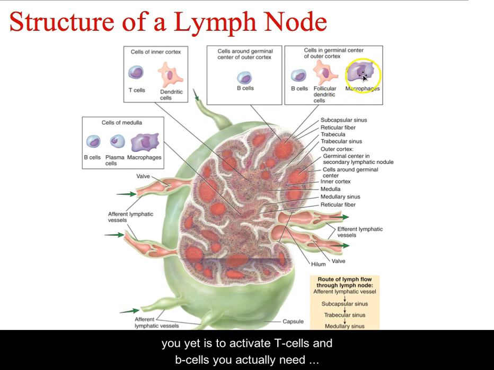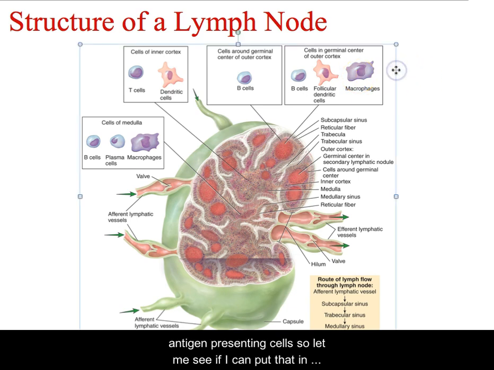What we haven't told you yet is to activate T cells and B cells, you actually need to go up to them and say, hey, look what I found. And that's the purpose of dendritic cells. They act as what we're going to call antigen-presenting cells. So let me see if I can put that in there.